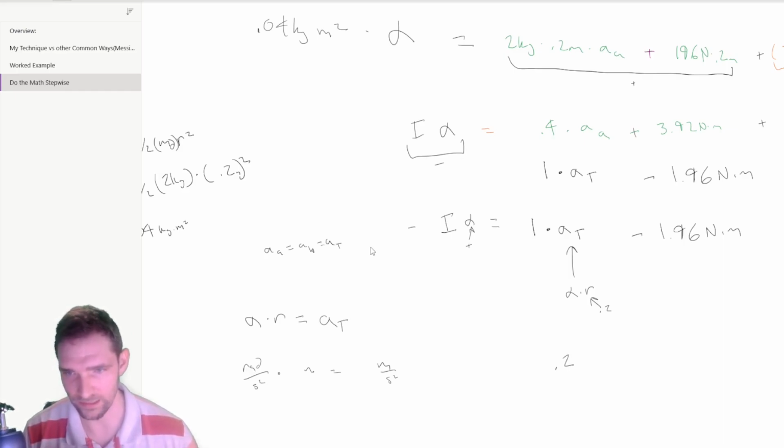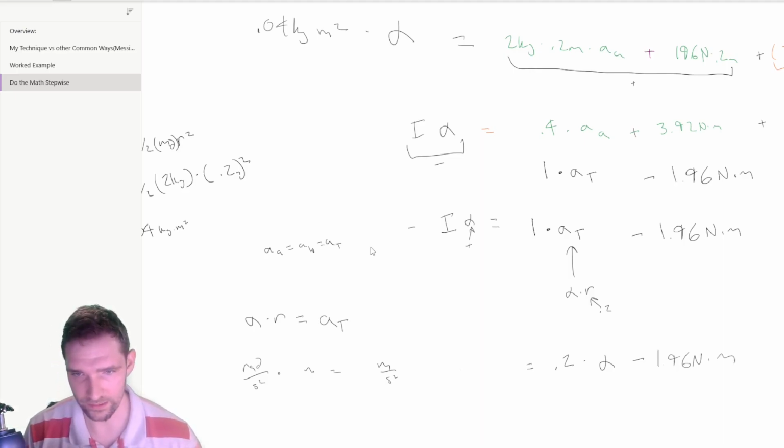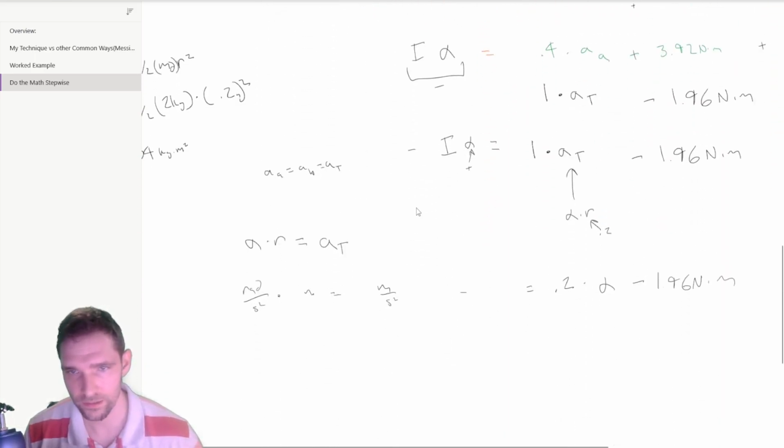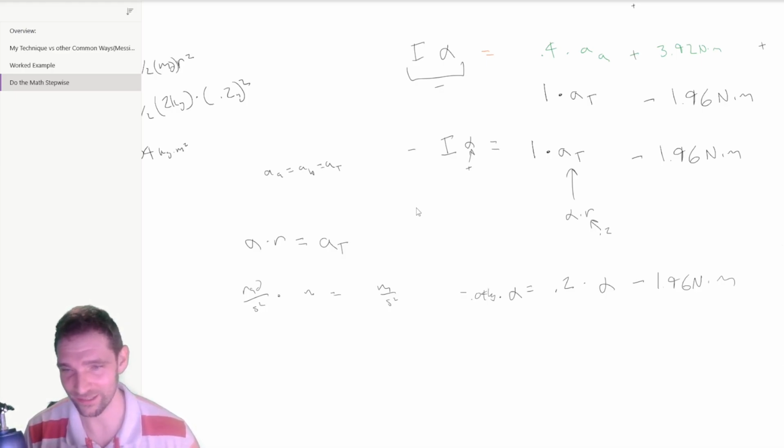So now you've got 0.2 times the angular acceleration. There's a bunch of units here, but it ends up being 0.2 times the angular acceleration minus 1.96 Newton meters. And then this was a negative, like the whole thing is a negative value. And we got the I value, I believe, earlier. Yeah, we found the I value to be 0.04. Whatever with the units, honestly, at this point. And then we've got our angular acceleration.